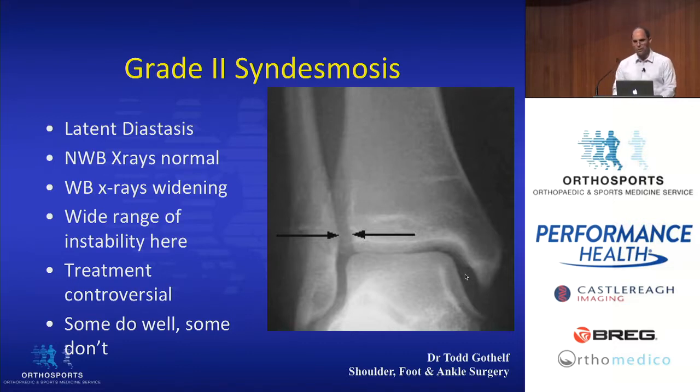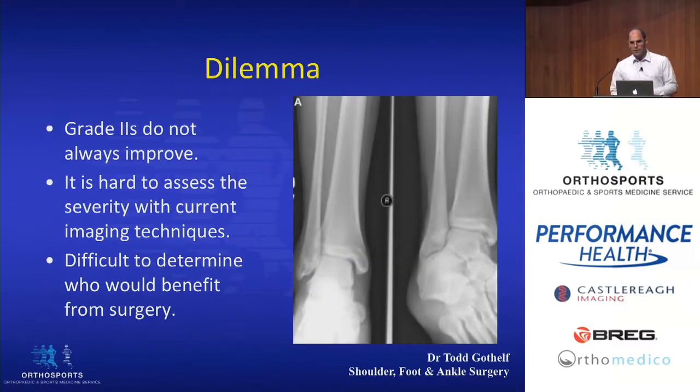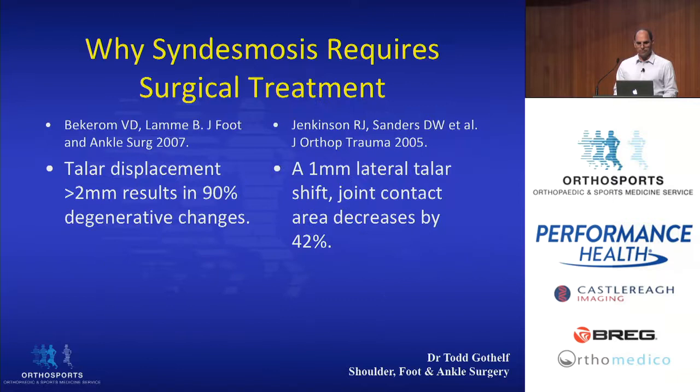represents a grade 2. So the treatment for these is controversial because we know that some of them do well and some don't. And we really don't know if it's best to operate on them or not to operate on them. And the dilemma is that the grade 2s do not always improve. It's hard really to assess the severity with our current imaging techniques. With x-rays, it's kind of gross and it's just a judgment of how many millimeters, and it's really difficult to determine who would benefit from surgery.